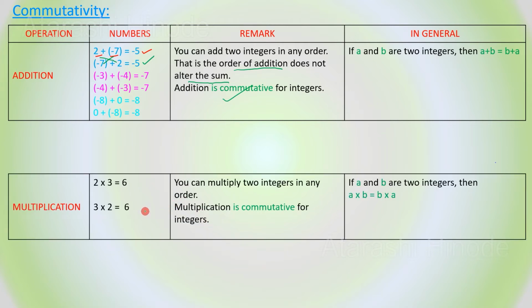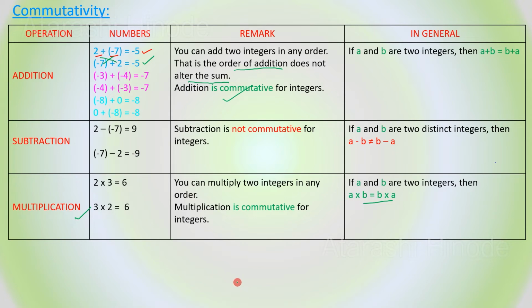The same is the case for multiplication also. If a and b are two integers, then a into b equals b into a. Now let us check for subtraction. When we subtract minus 7 from 2, we get the difference as 9. After changing the order of the integers, when we do subtraction, the difference is minus 9. That is, here the answers we get are different.